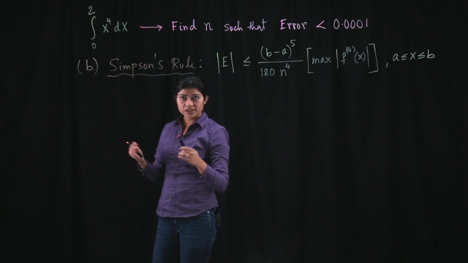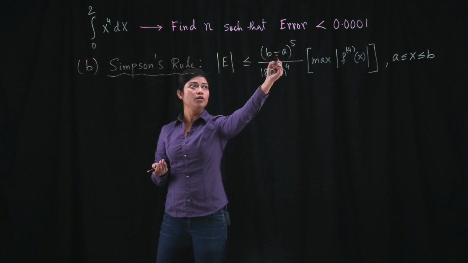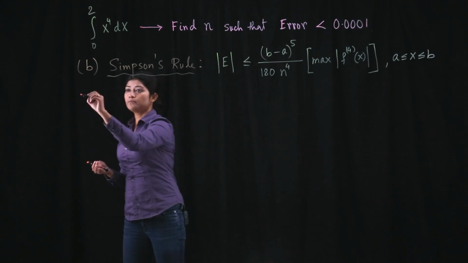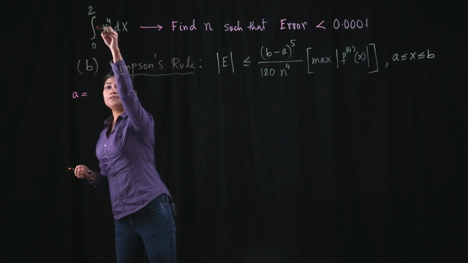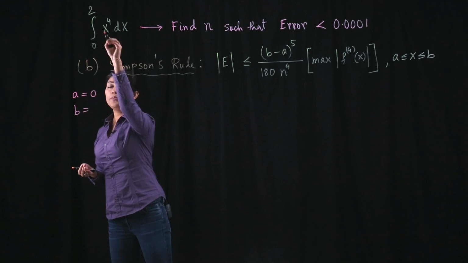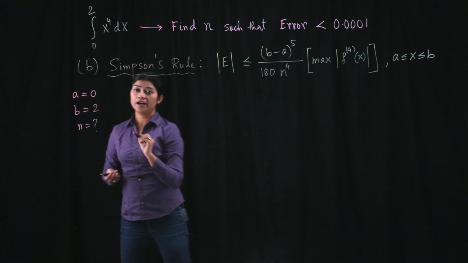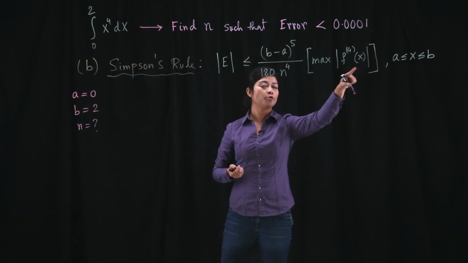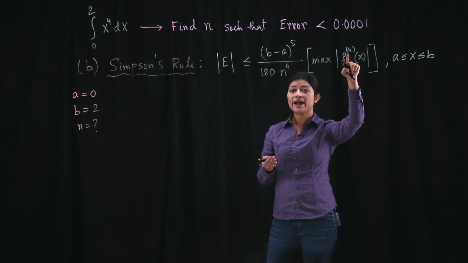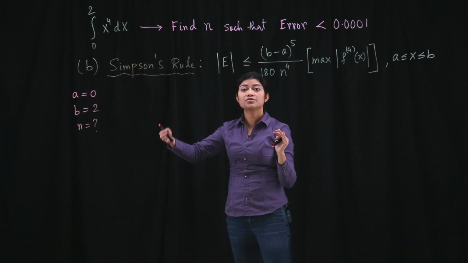So one more time, just to make sure we plug in everything correctly, let's write down all this information separately. For example, a and b are just the interval. So what is your a? You can see from the integral, a is the lower limit, that's 0. b is the upper limit, which is 2. n is what we have to find, so we don't know that. And then for this portion, we have to find the maximum, but be careful here: we need to find the maximum of the fourth derivative of the function. In trapezoidal, we just use the second derivative.